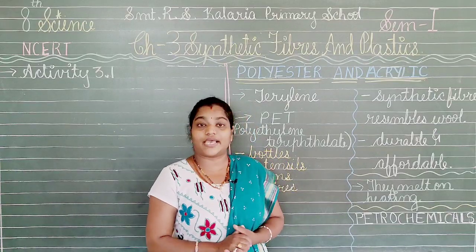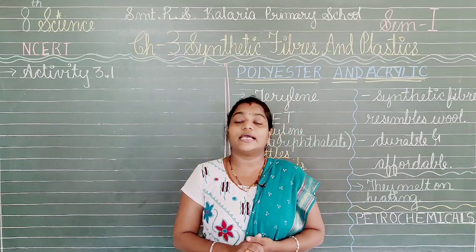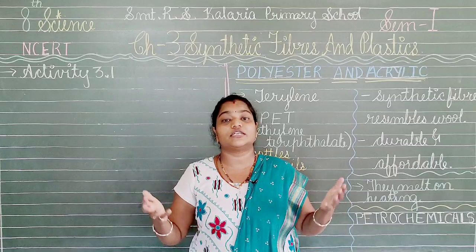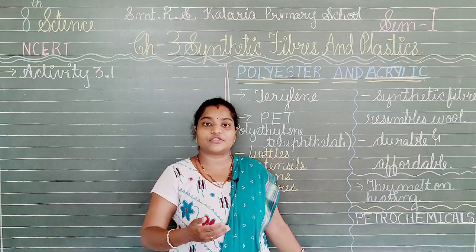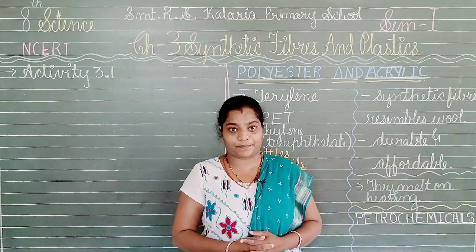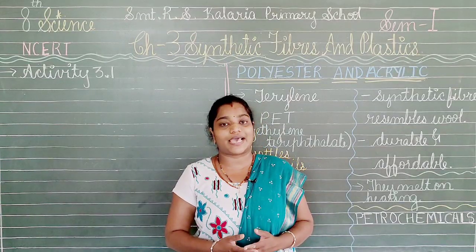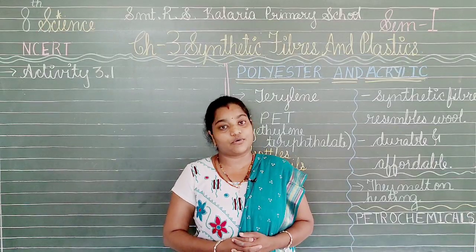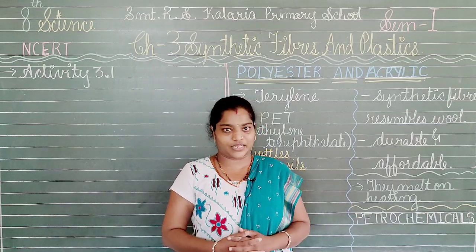Now the next thing: we have seen that natural fibers can be obtained from sources like animals and plants, but from where do we get synthetic fibers? The answer is that we obtain them from petrochemicals. Petrochemicals, you must have heard the name. From petrochemicals we obtain petrol, diesel, gas, lubricating oil and a variety of other things. One part of it, the synthetic material, is also obtained from petrochemicals only.